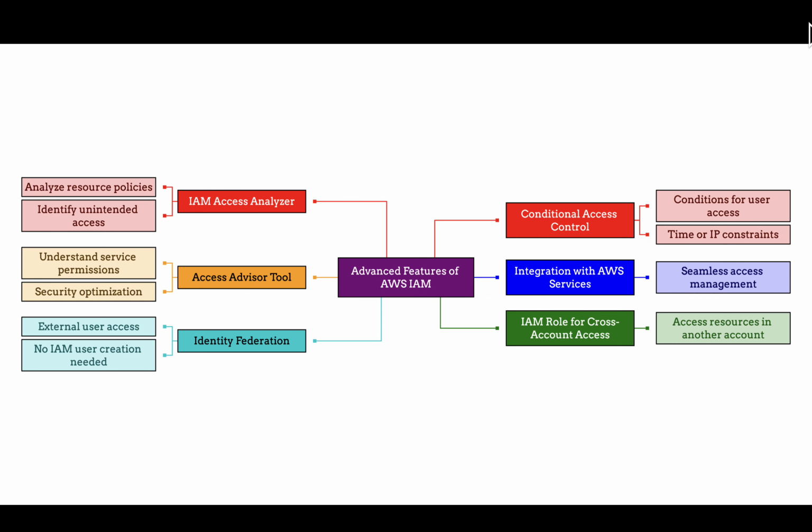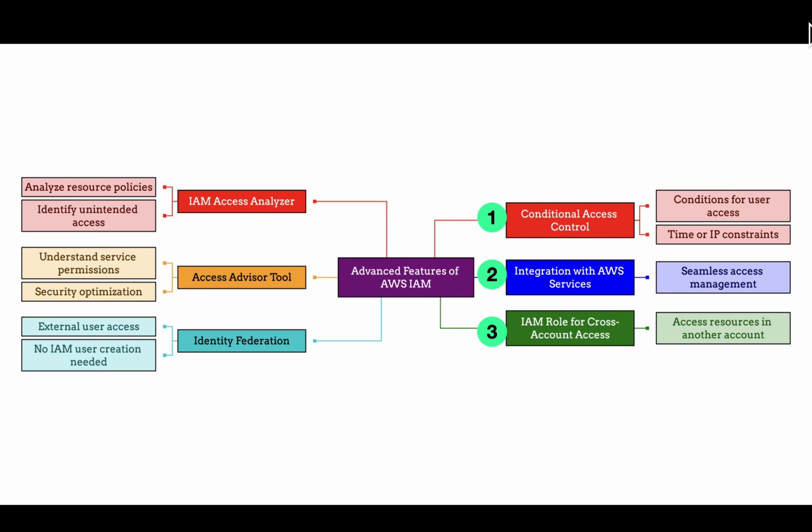Advanced features of AWS IAM. 1. Conditional access control. IAM policies can include conditions for user access, such as time or IP constraints. 2. Integration with other AWS services. IAM seamlessly integrates with other AWS services for managing access.